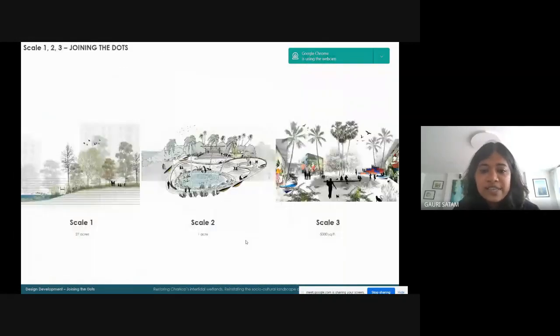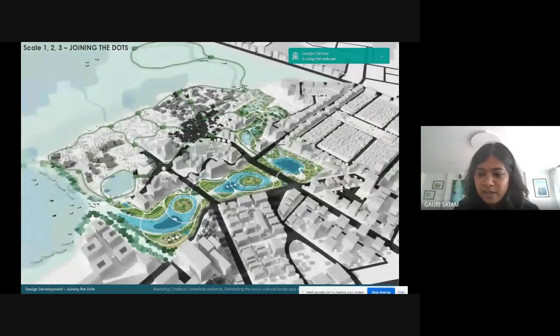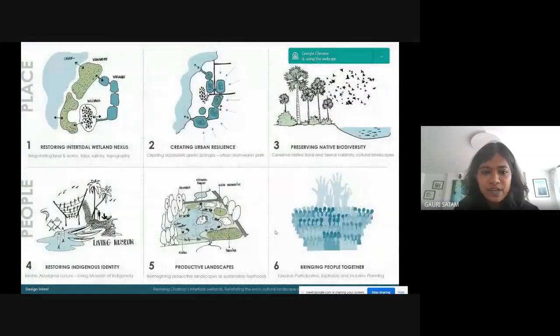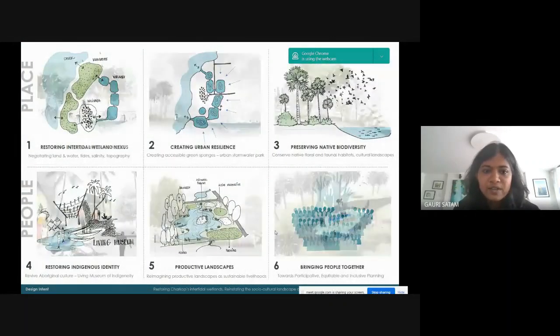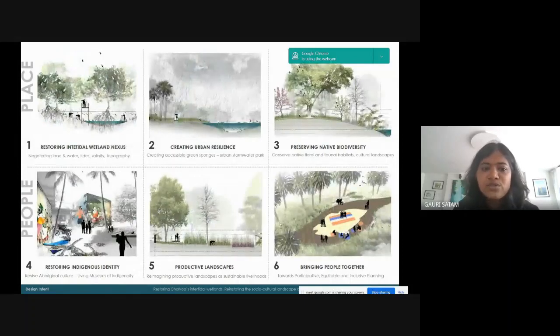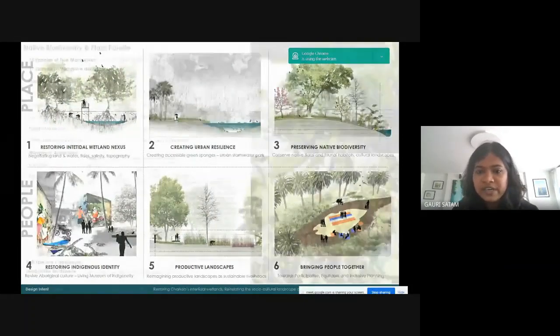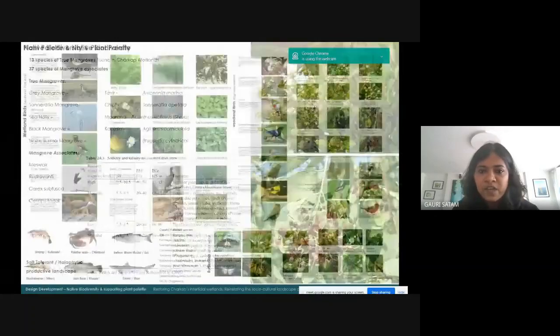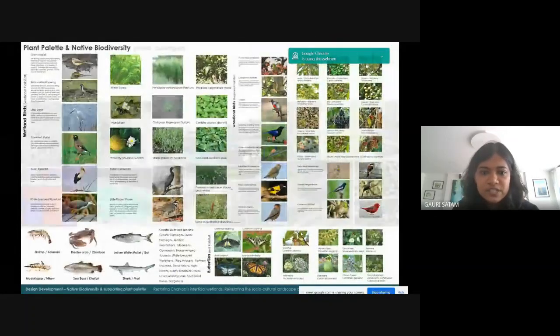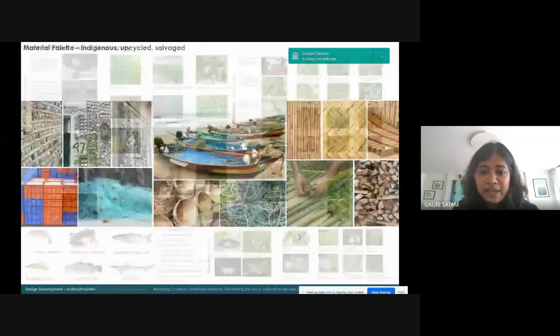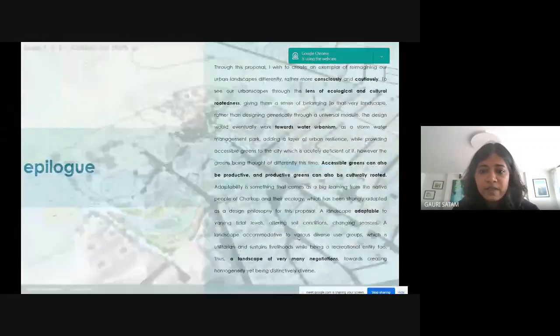So putting the three scales together, it is about having a beautiful canvas of joining these dots together from scale 1 to scale 2 to scale 3, and in a way coming back to my thesis intent and the design intent and where I have reached through the different interventions that I have done. The study of the biodiversity, the native palette that I'll be using.